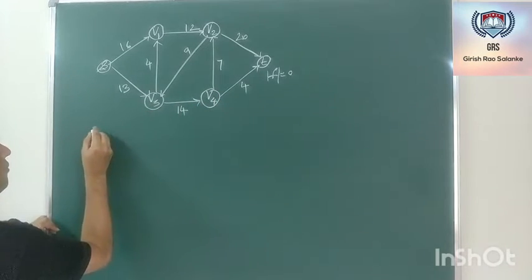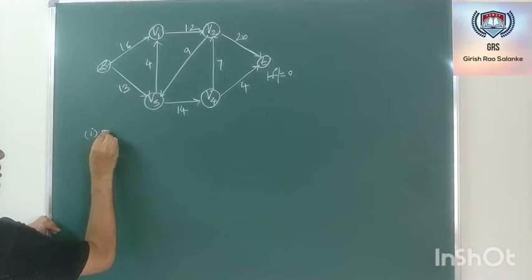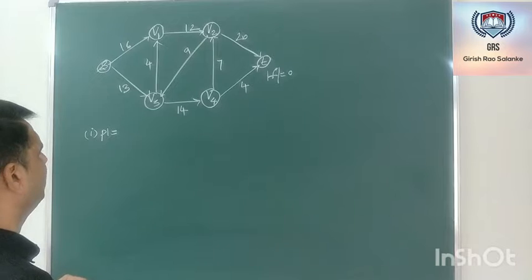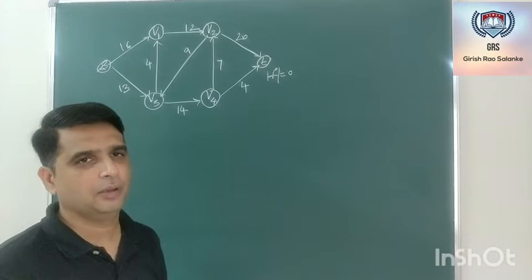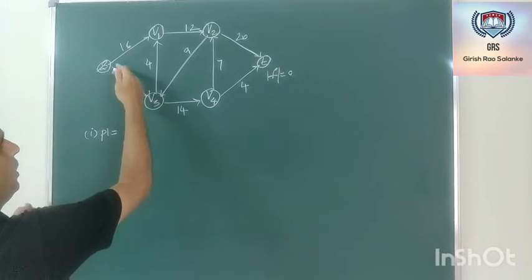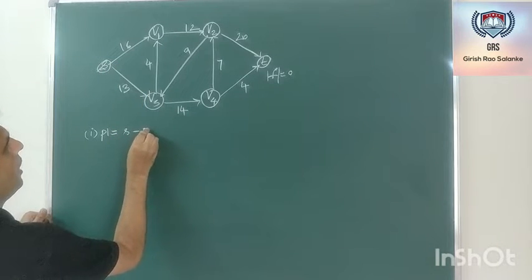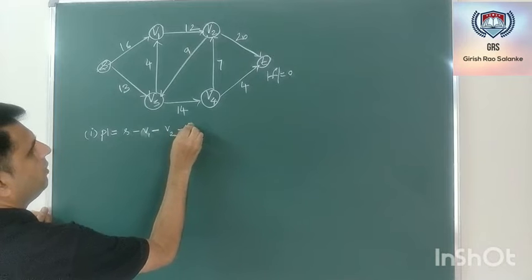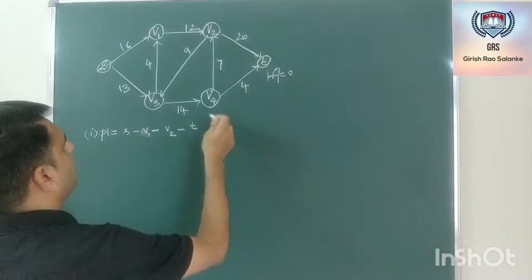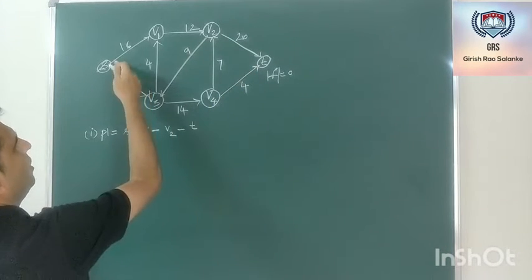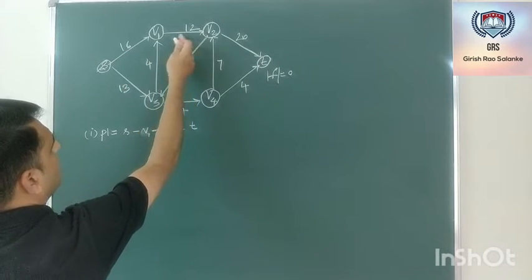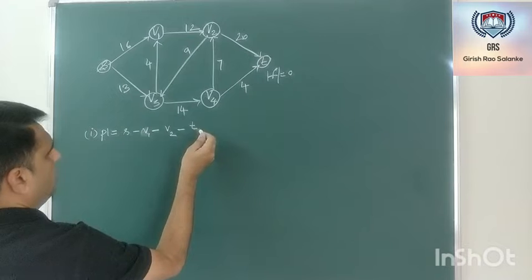Now, I'll first go for the first augmenting path. Let me call the augmenting path P1. Which one should be considered as the augmenting path? You can take any augmenting path. Now, I'll be a little bit greedy. I'll go with the augmenting path S to V1, V1 to V2, and V2 to T. Why have I taken this? Because I know the bottleneck capacity on this. The bottleneck capacity is the minimum of these three, and the minimum of these three is 12.